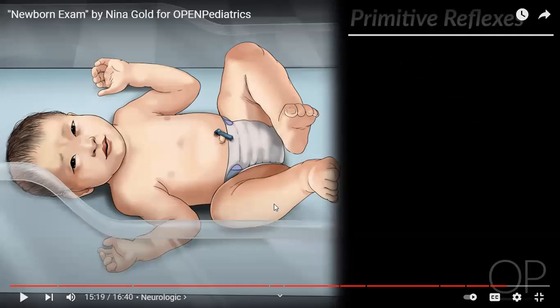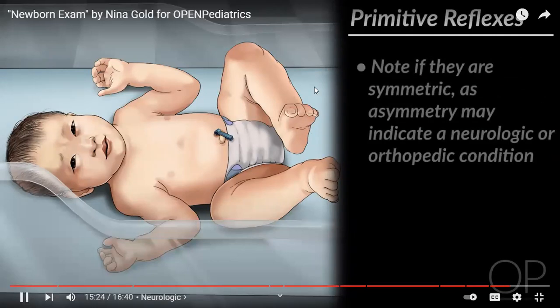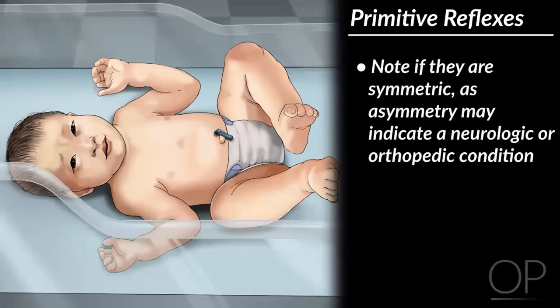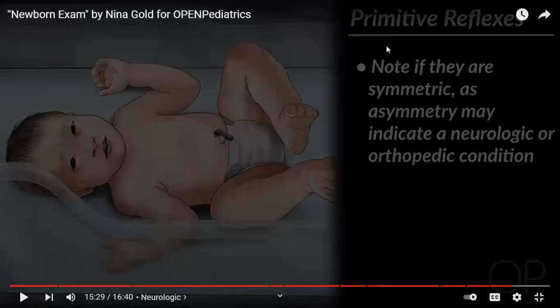It is sensory reflexes. A unique aspect of the newborn exam is the primitive reflexes. When assessing them, note if they're symmetric, as asymmetry may indicate a neurologic or orthopedic condition. So these are all the reflexes we need to check: Moro reflex, and particularly Babinski sign. Note if they are symmetrical, as asymmetry may indicate a neurological or orthopedic condition.